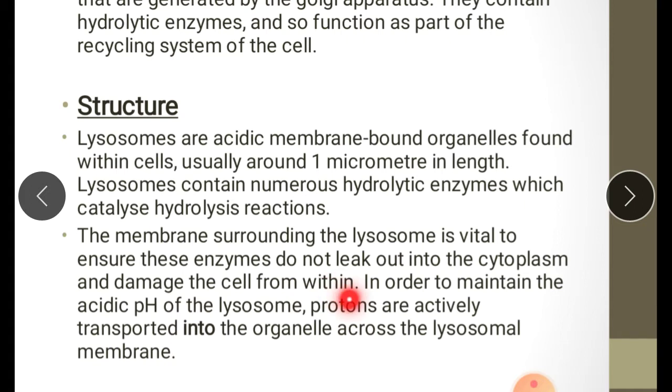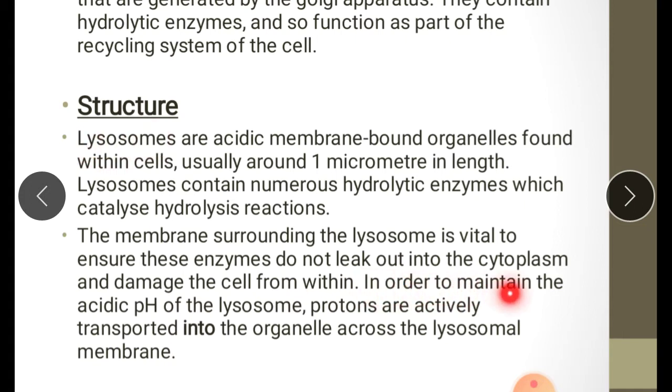So the lysosome is also referred to as a suicidal bag. If the membrane of the lysosome is broken, the content of the lysosome is released into the cytoplasm. It may kill other cell organelles. Therefore, the lysosomes are called suicidal bags.